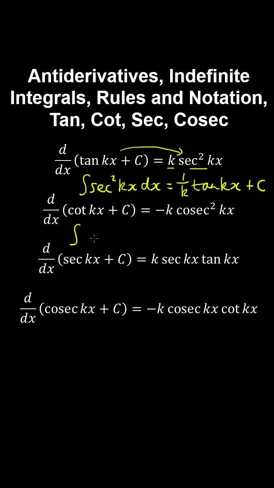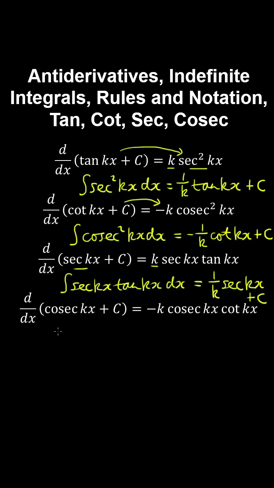And a similar result can be obtained by integrating cosec squared kx. So when we differentiated the cotangent, we multiplied cosec squared kx by a negative constant. So to obtain an antiderivative, we have minus 1 on k by the cotangent of kx plus a constant of integration. And similarly, in a similar way, we can integrate cosec kx cotangent kx.